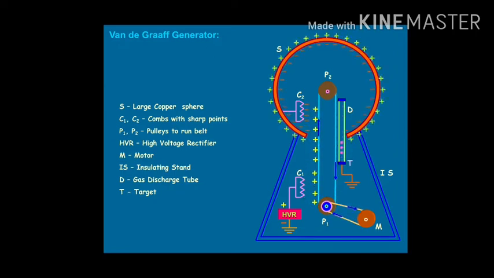Now the pulley carries these charges in the upward direction, and the comb C2 is induced with negative charge, which is carried by conduction to the inner surface of this sphere through a metallic wire shown in the diagram, and induces positive charge on the outer surface of the shell. This process continues for a longer time to store more and more charge on the sphere, and the potential of the sphere increases considerably.